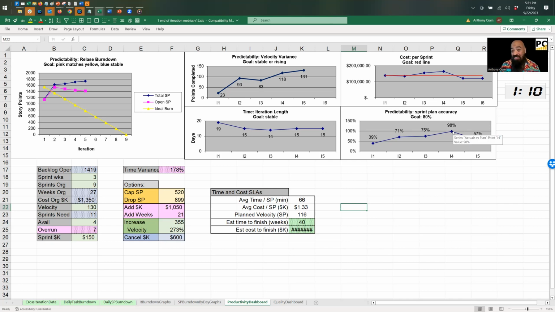Look at this, though. In iteration 4, they hit 90% of their plan. The goal is to be, by the way, 80%. If you get to 90%, you might be sandbagging, and now it's time to up your number. But then look, in I5, they dropped all the way to 57%. What happened here? How did their planning get so messed up?